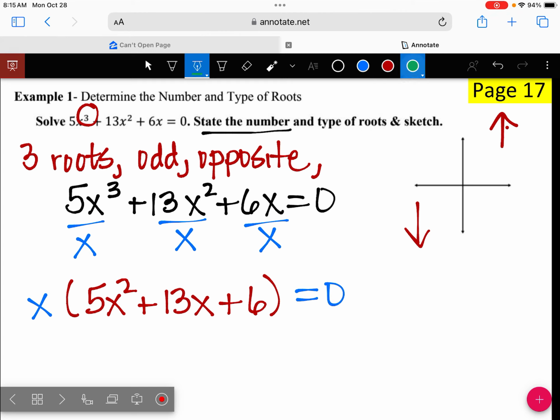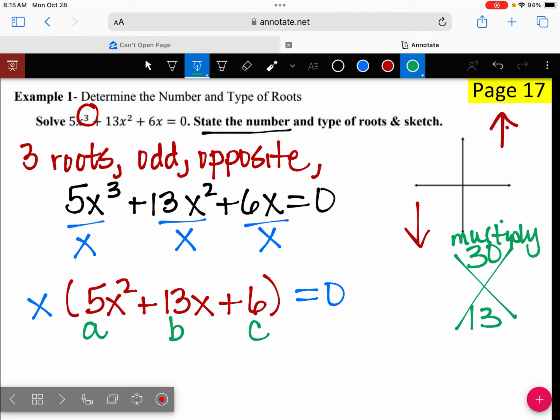All right, so this is A, B, and C. So we need 2 numbers that multiply to give you 5 times 6, because you always take A times C. 5 times 6 is what? 30. And they add to 13. So don't say it out loud. Try to find your 2 numbers that multiply to 30 and add to 13.